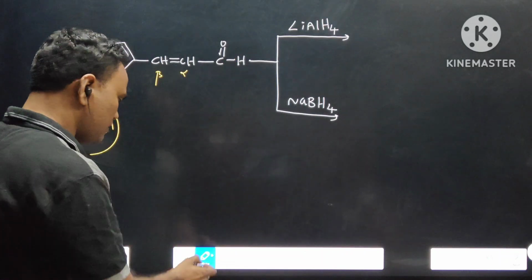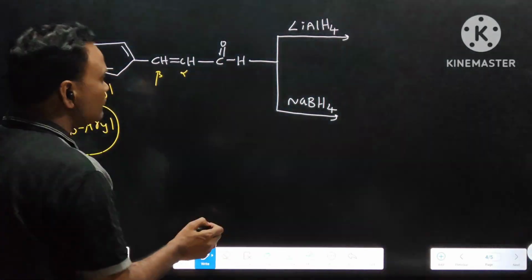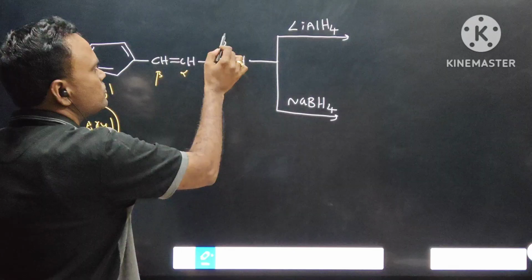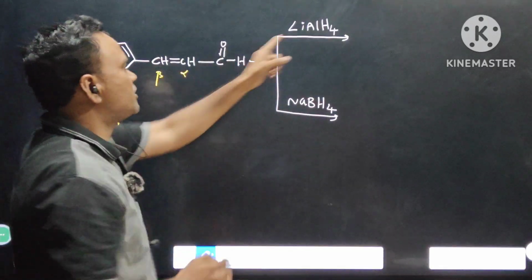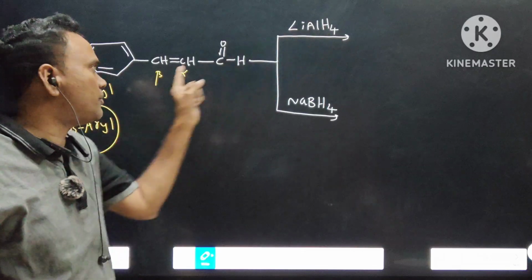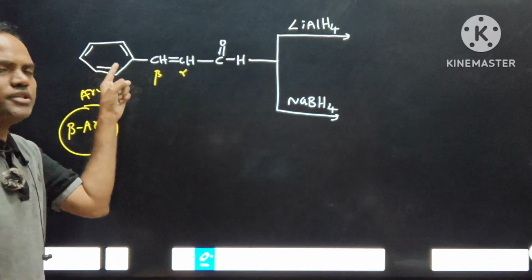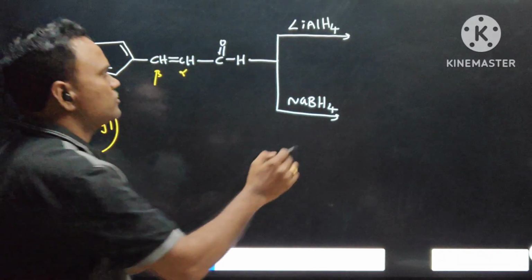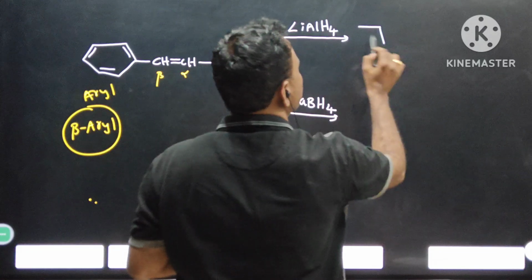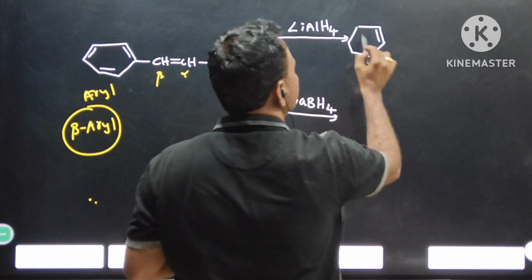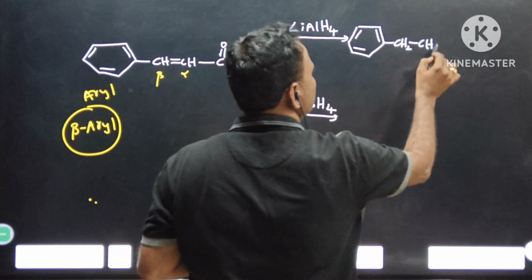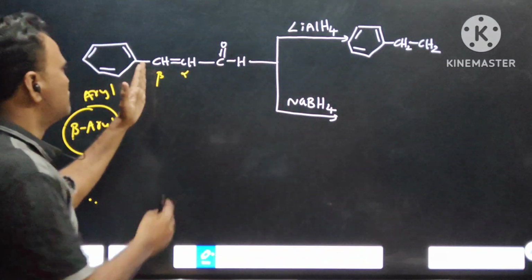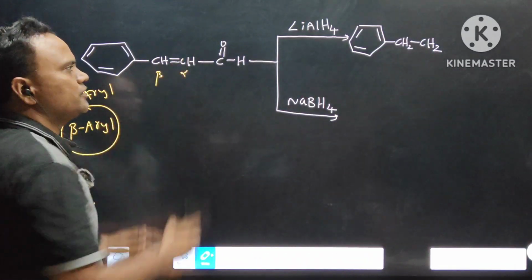Now see, all of you, here H and here H, so OH, H, here H and here H, because lithium aluminum hydride reduces the double bond when it is present adjacent to the benzene ring. So the product is CH2, CH2. Why? Because two hydrogens will be added here.